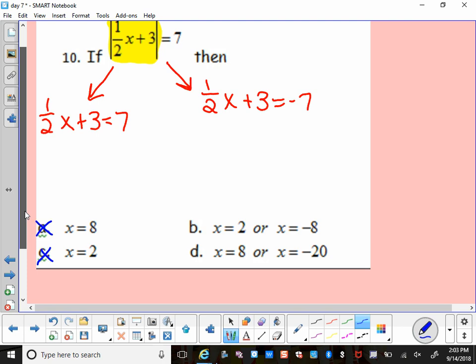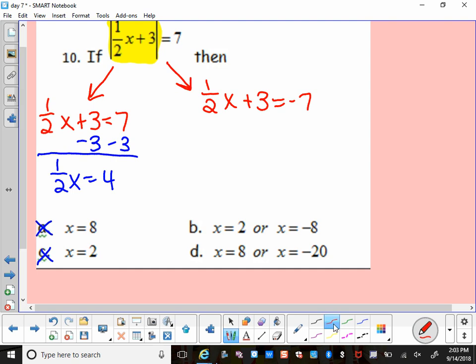Okay? So here I'm going to subtract 3. And I have 1/2 x equals 4. Okay? We're going to multiply each side by what? Not 1/2, flip it. Multiply each side by 2. Okay, so if we do the opposite, that way this cancels out and I have x is equal to 8. Alright, so that's one answer.